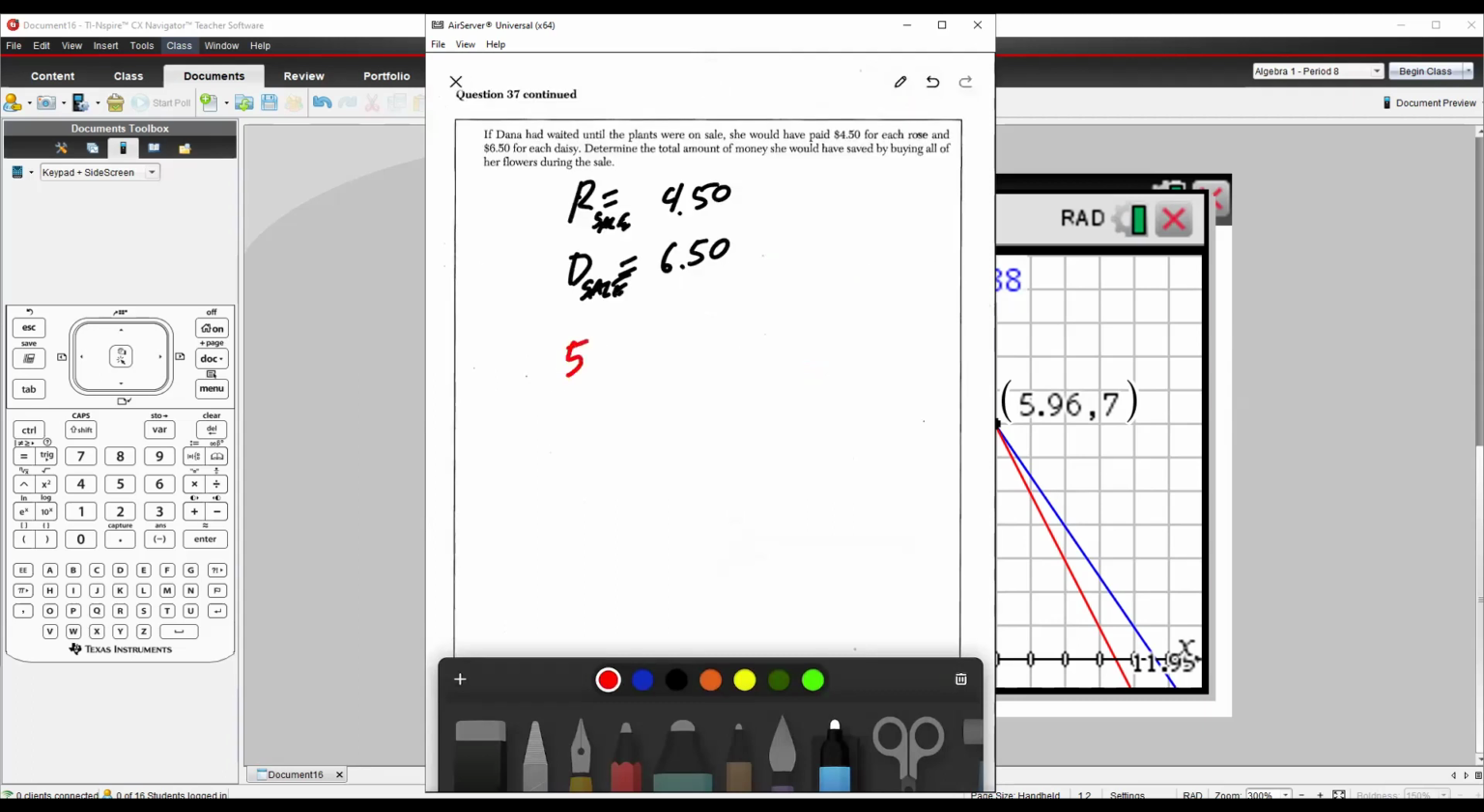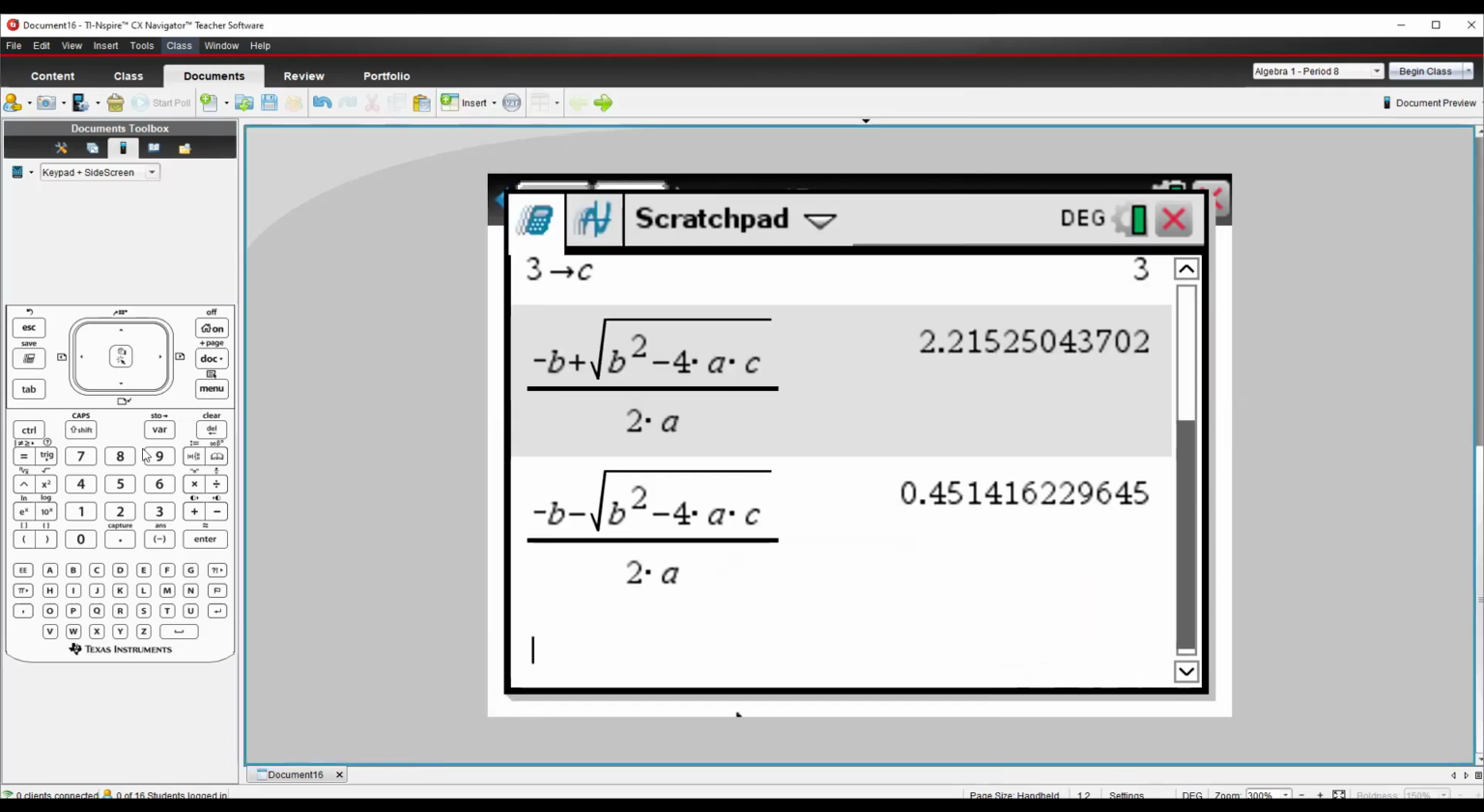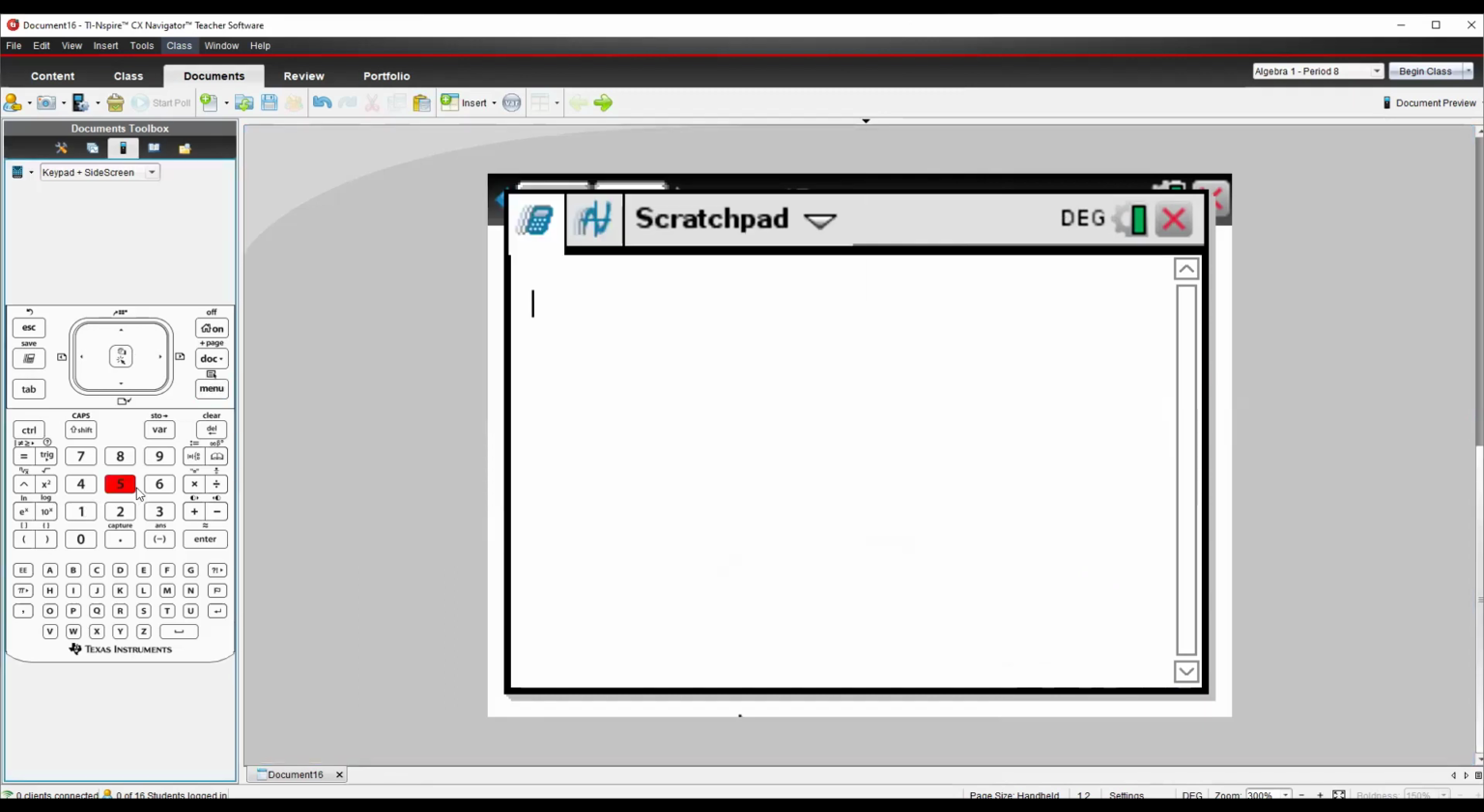So we're going to take 5 roses and 3 daisies. We're going to multiply 5 times the rose price on sale. So that's going to be 5 times 4.50. And then we had 3 daisies, so we're going to take 3 times 6.50. And let's figure out what that is. So if we go here, menu 15, we're going to put 5 times 4.50 plus 3 times 6.50. And then press enter. So it costs $42 to pay for those roses and daisies on sale.